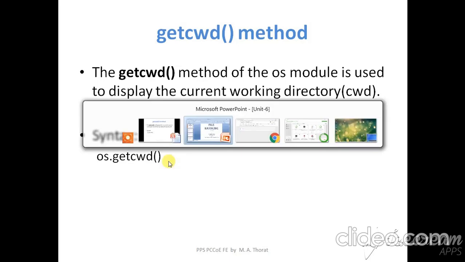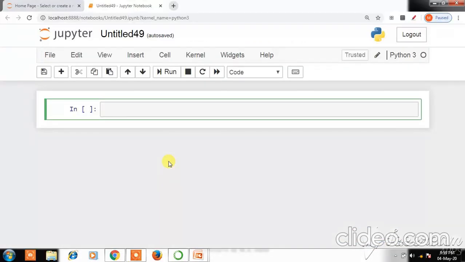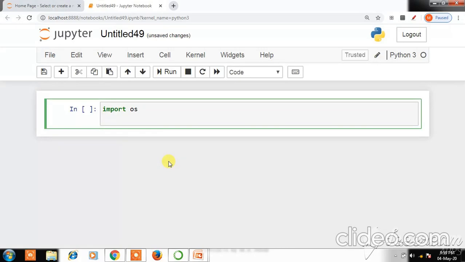Now we'll see how to execute it. For the execution of this method, we first have to import the OS module. So we'll write import os. Then we want to display the current working directory, so we'll write os.getcwd, which is the method name, with parentheses. It will return one value which we want to display, so we'll write print, and in print we'll directly put this method call.